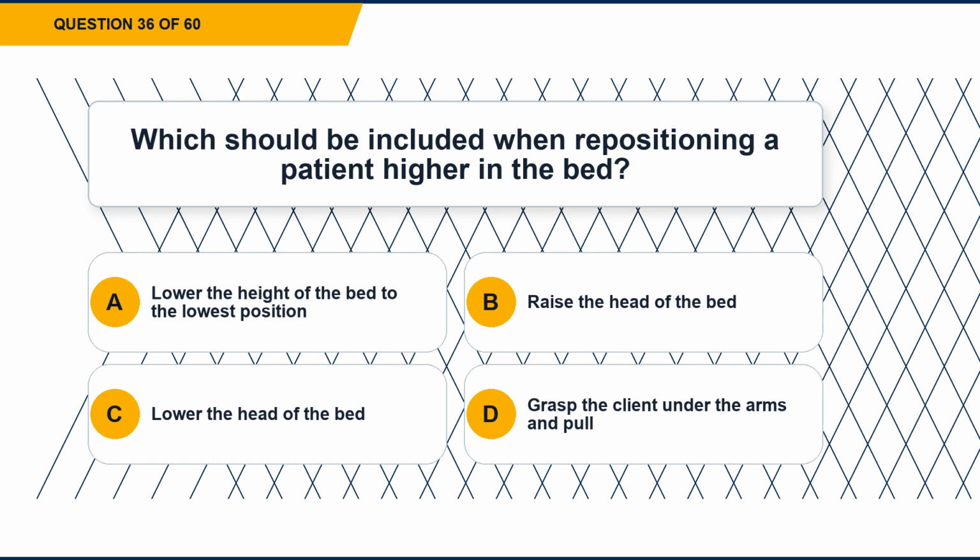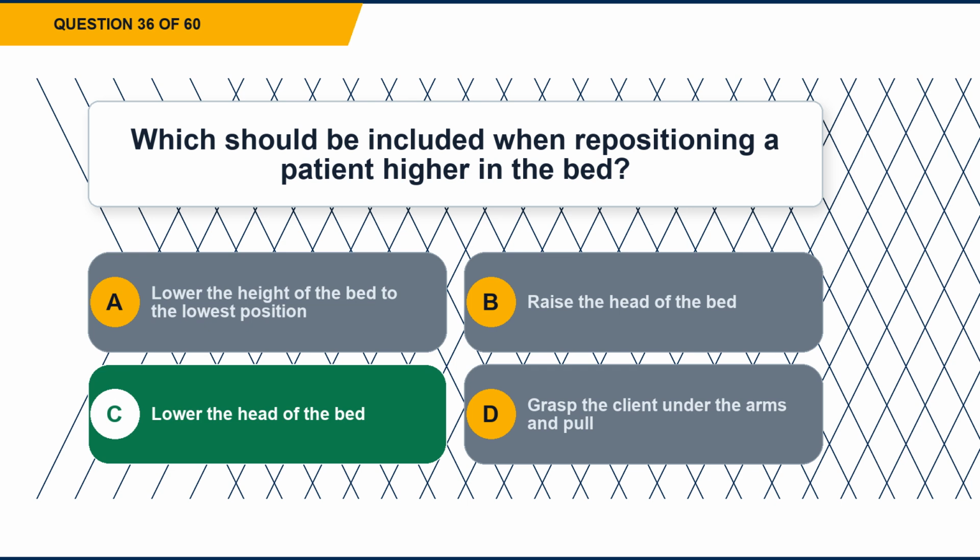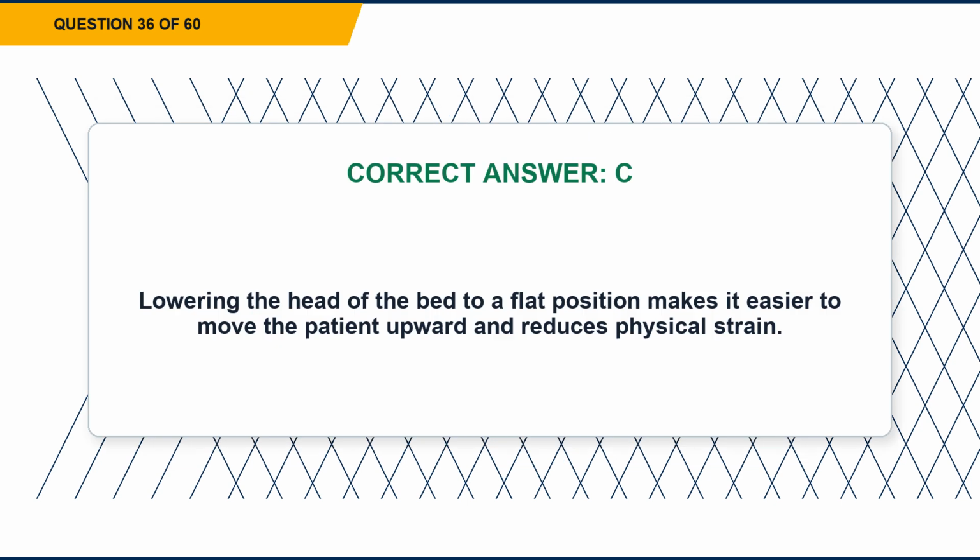Question 36. Which should be included when repositioning a patient higher in the bed? Option A, lower the height of the bed to the lowest position. Option B, raise the head of the bed. Option C, lower the head of the bed. Option D, grasp the client under the arms and pull. The correct answer is option C, lower the head of the bed. Explanation: lowering the head of the bed to a flat position makes it easier to move the patient upward and reduces physical strain.